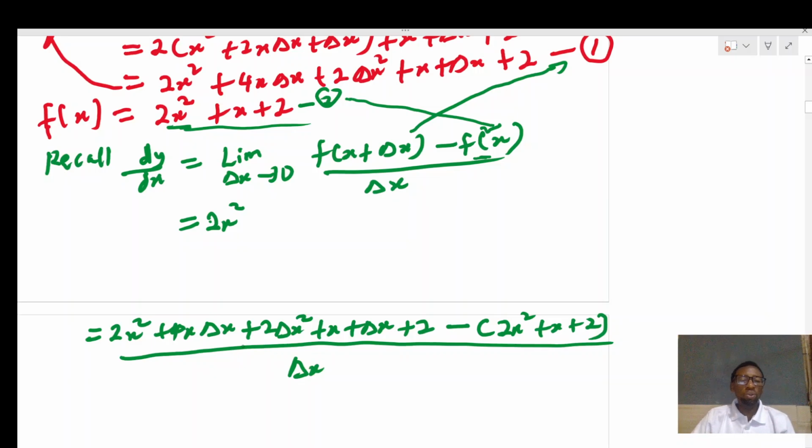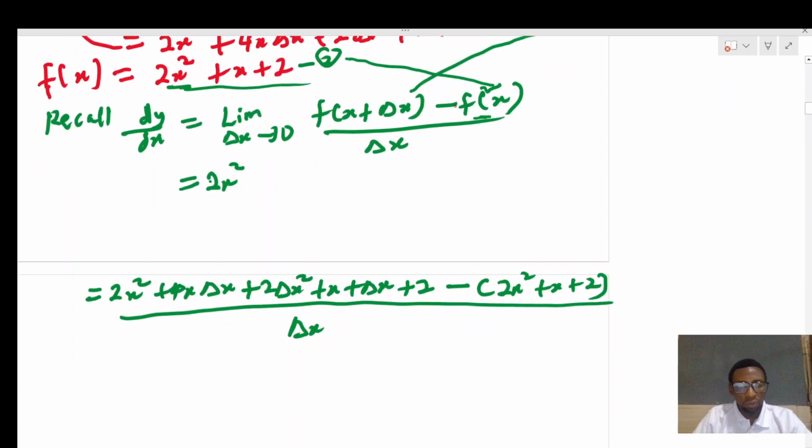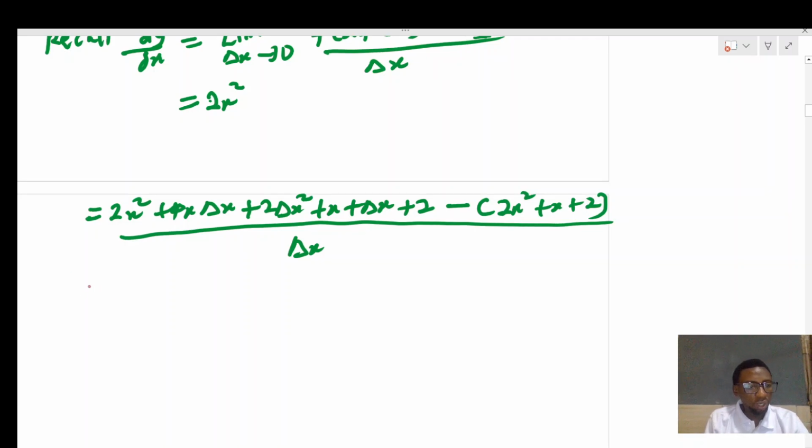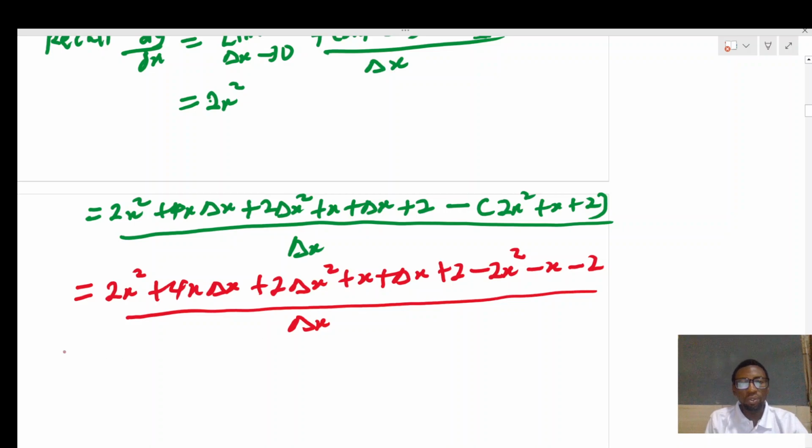So at this point I can continue, I can now expand. So what I have here is 2x squared plus 4x beta x plus 2 beta x squared plus x plus beta x plus 2. If I remove the bracket of this minus, I have minus 2x squared minus x minus 2 over beta x. So I can cancel out now.